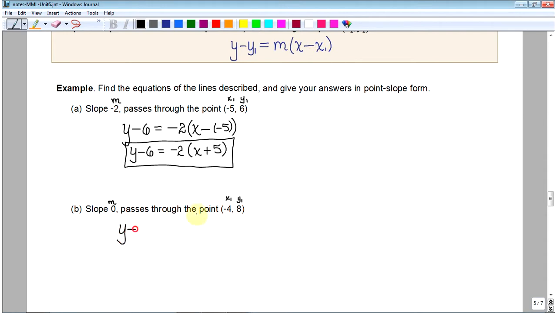So y minus our y value, which is 8, is equal to our slope, which is 0, times the quantity x minus our x value, which is -4. So we have y minus 8 is equal to 0 times the quantity x plus 4. But what happens when you multiply 0 times anything? It's just 0. So we end up with y minus 8 is equal to 0. And that would be our answer. That's as close to point-slope form as we can get.